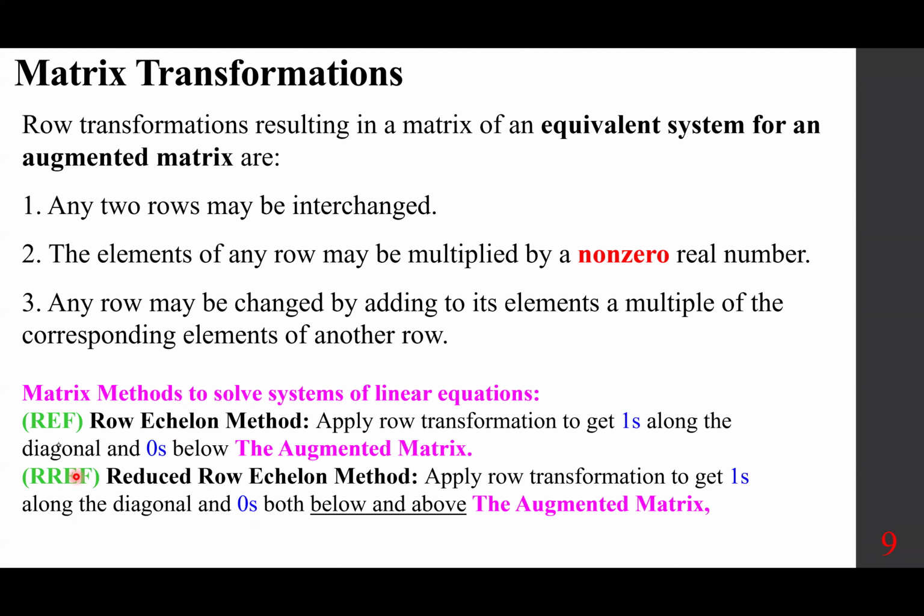So in the case of a row echelon form, when you have a 1, the entries below it must be 0. In the reduced row echelon form, when you have a 1 in the column, the top and the bottom both must be 0.